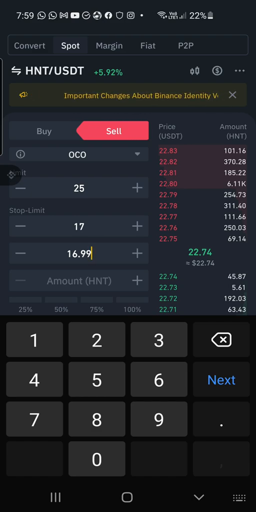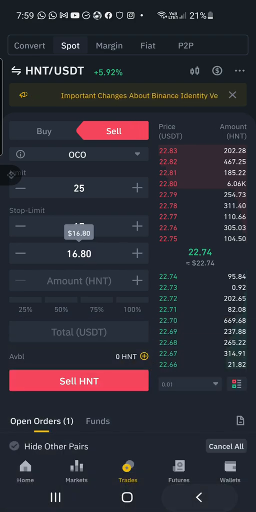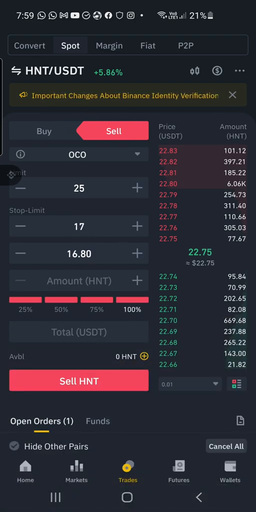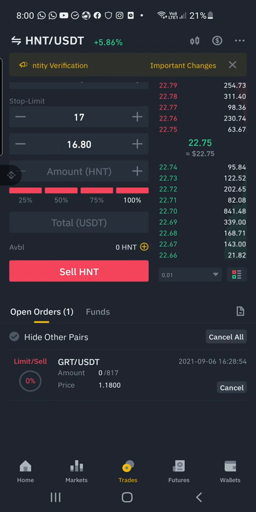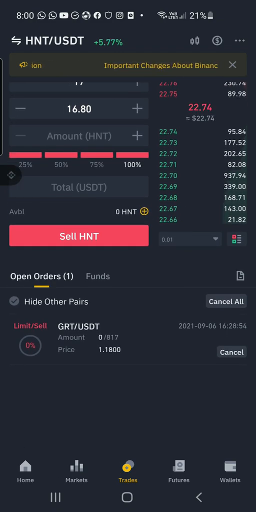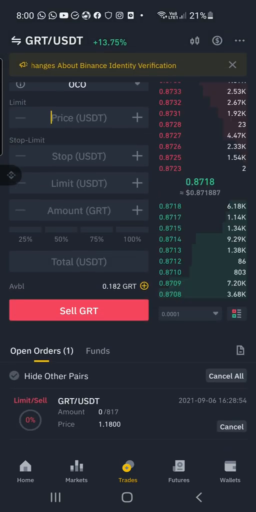It might go from 17.01 to 16.91 in less than a second, and no one will buy it. So 16.75 or 16.80, and over here you sell for 100% of the HNT you have. You click on sell HNT, and this won't work because we don't have any HNT, and 2 orders are going to be open. So let's try this again as an example with GRT, which we already own.